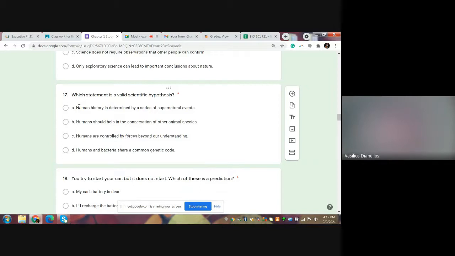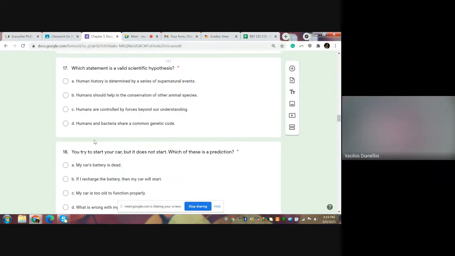Nope. Just like A, we can't test that. Therefore, it's not a valid scientific hypothesis. It might be true, but we can't test it. We can't falsify it. Therefore, it's not a hypothesis.